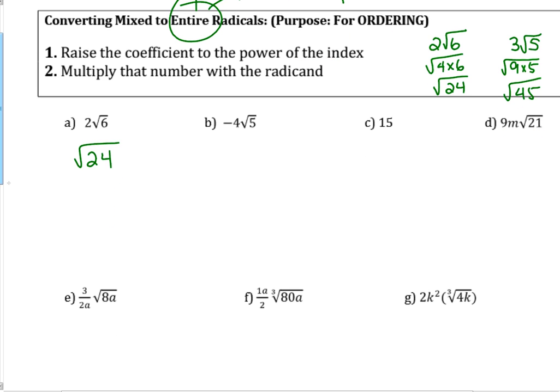Can you bring the negative inside a square root? No. So we're going to leave the negative on the outside, but we want to bring the 4 inside. So if I'm bringing the 4 inside, what do I do to the 4? Square it. 16 times 5, and 16 times 5 is 80. Leave the negative on the outside.